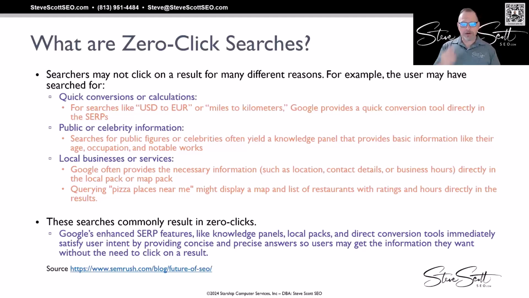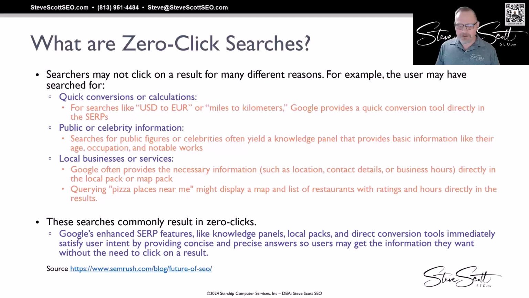So if you were to query pizza places near me, right, that might display a map or a list of restaurants with ratings and hours directly in the results. And you can say, oh hey, the place you're looking for, it's open, or you can even click a button to call them, but you never actually visit their website. So these are kind of zero-click searches, and people aren't going any further than that, really.